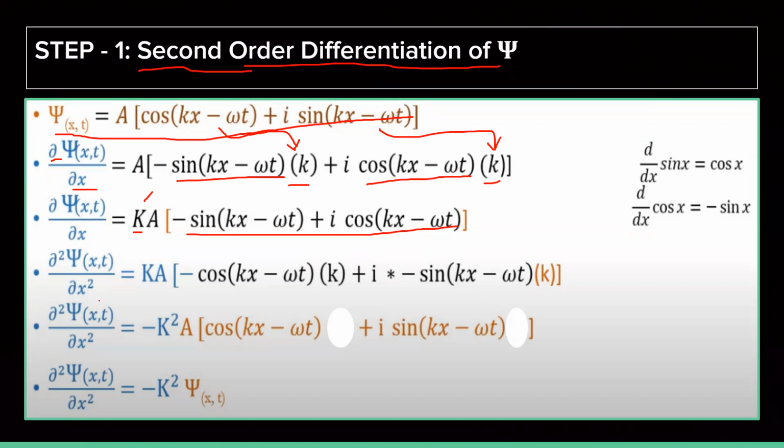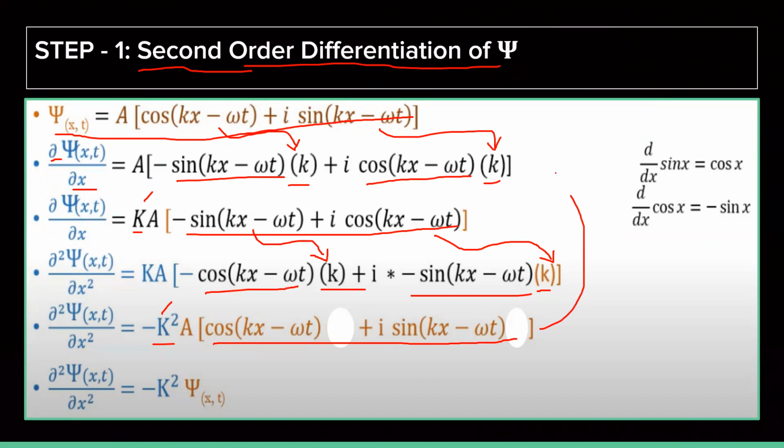Now differentiating again with respect to x. The differentiation of sine is cos, and differentiating the theta part again gives us k. The differentiation of cos is minus sine, and differentiating the theta part gives us k again. Since k is common in both terms, as in the first order differentiation, I take k out and we get k square. This remaining part is nothing but the initial equation we considered, so I replace that with psi of x,t. Ultimately we get the second order differentiation as minus k square into psi of x,t.